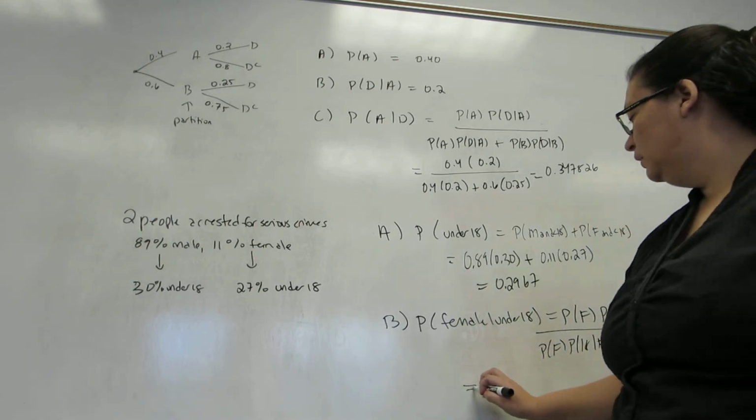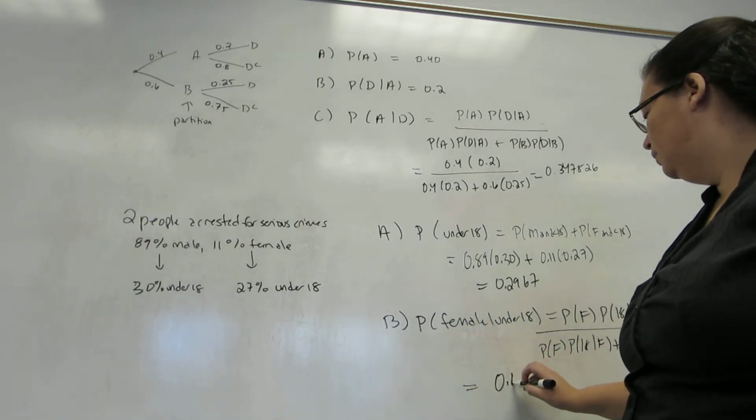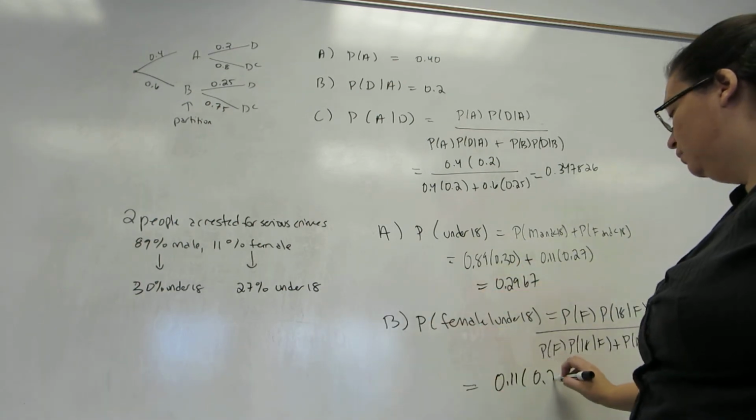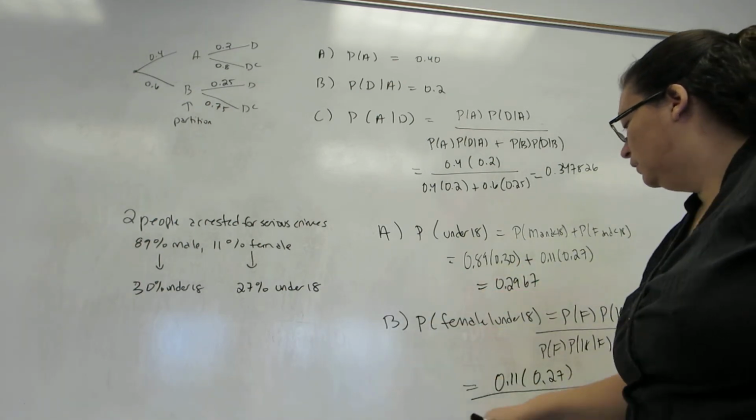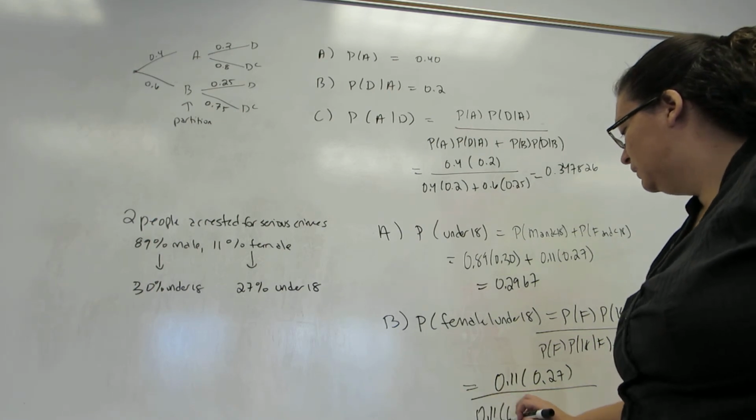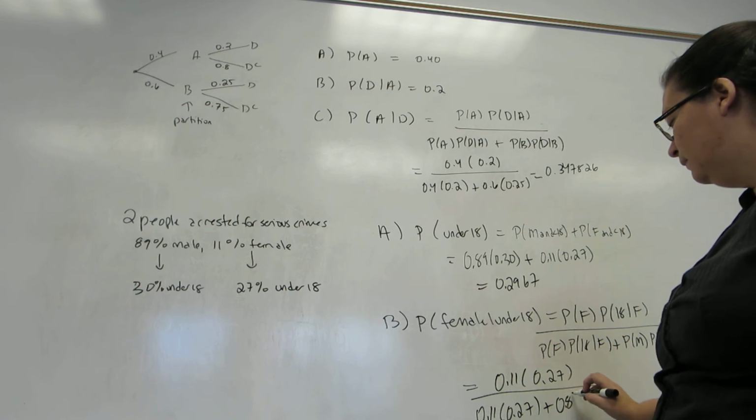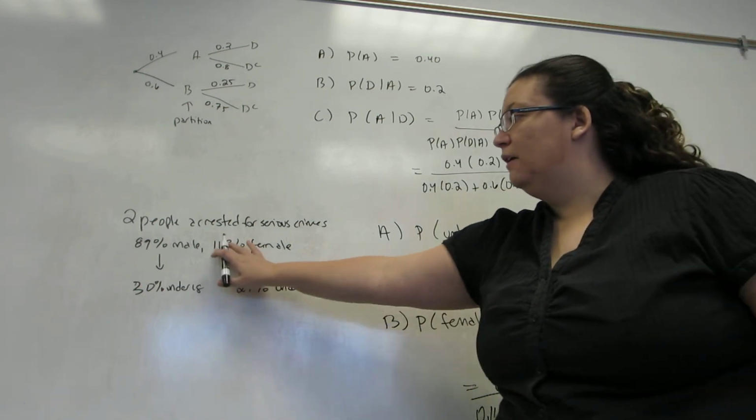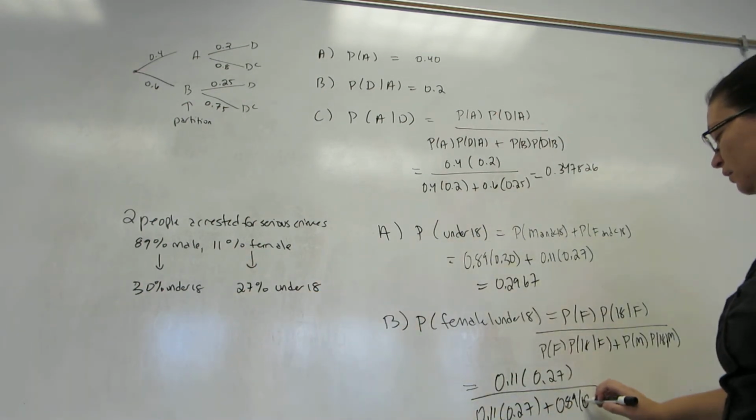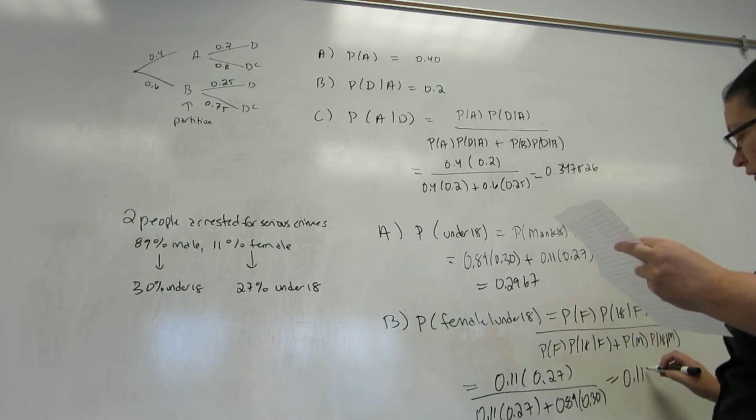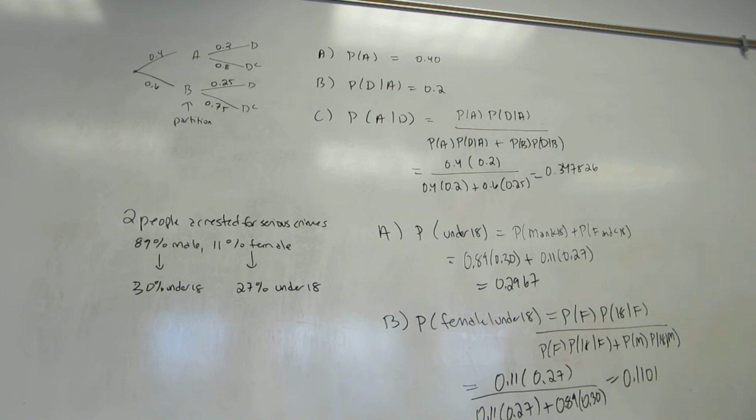Okay. So I get 0.11. Probability they're under 18 given female is 0.27. Okay, I'm going to repeat that piece. And then plus probability they're male times the probability, if they're male, that they're under 18. And I get a probability of just over 11% of the people under 18 happen to be female.